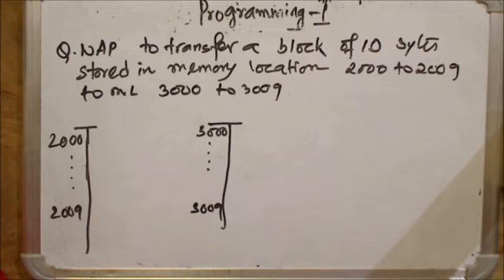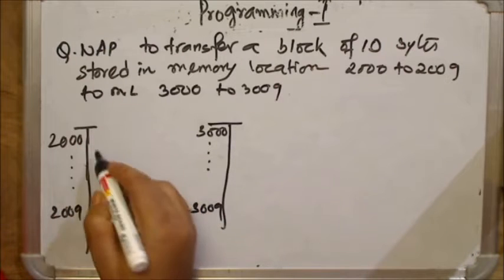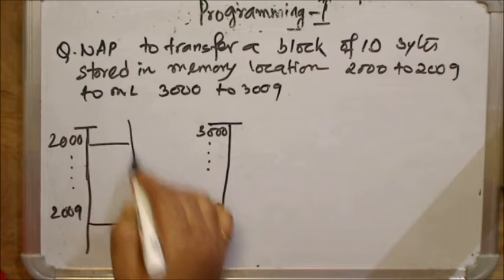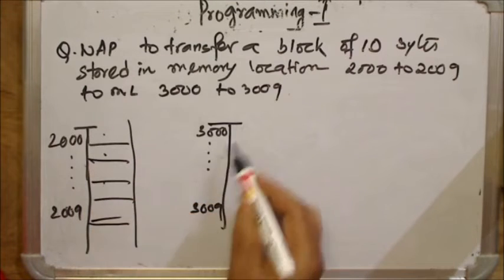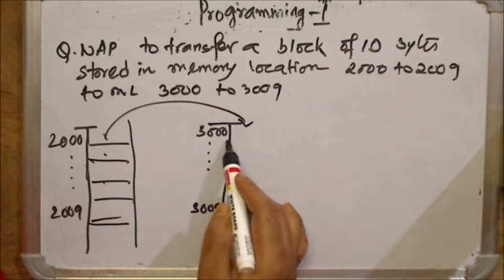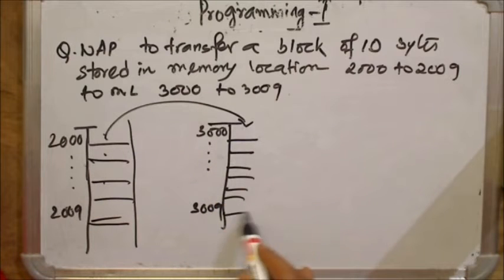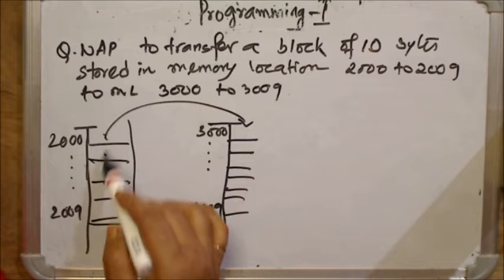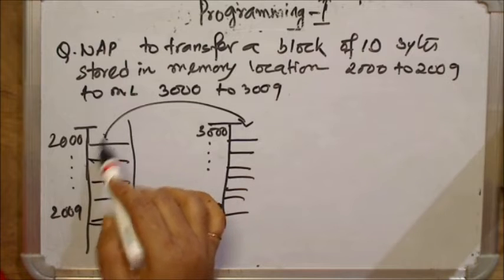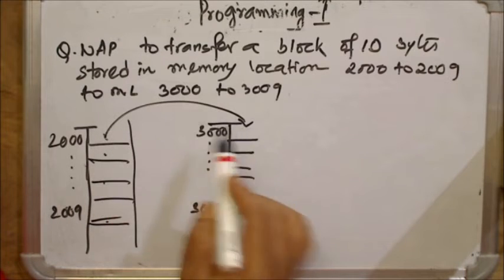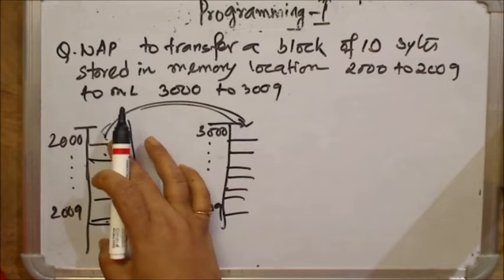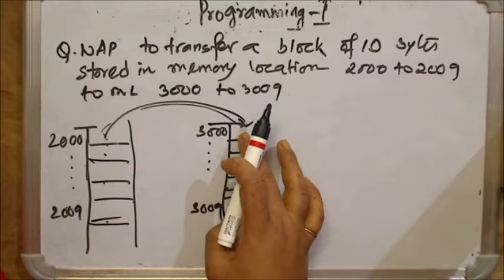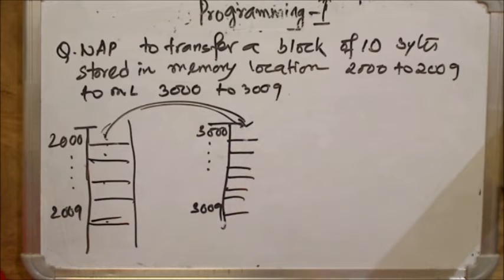Suppose you have a block of a series of 10 data bytes. You have to transfer this block of data to the other memory locations. Some 10 bytes of data are stored from 2000 to 2009, and you have to transfer this data to 3000 to 3009. Simple. You just have to copy and paste.